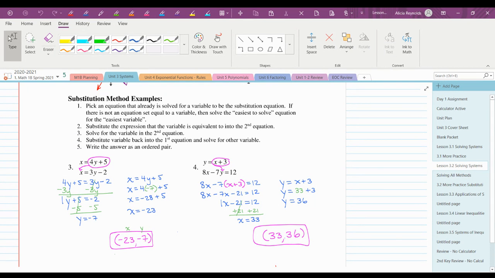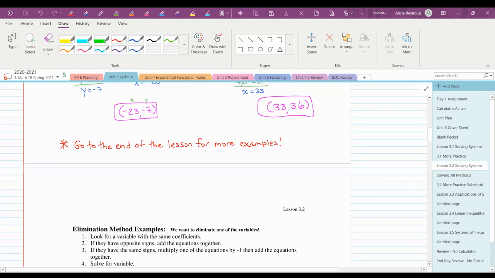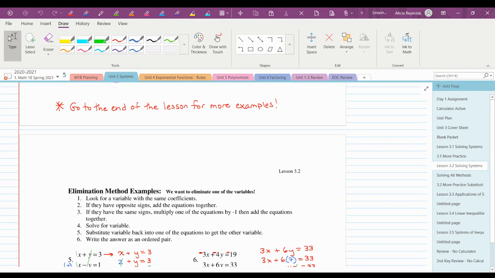To get x by itself, I need to add 21. So I find x equals 33. When I plug 33 into my first equation to find y, I see that y equals 36, which makes the solution to this system of equations the ordered pair (33, 36). Take a moment to make sure we have all of these steps written down for our equation and make sure that we have our solution in a box. So at the end of this lesson, there will be more examples.